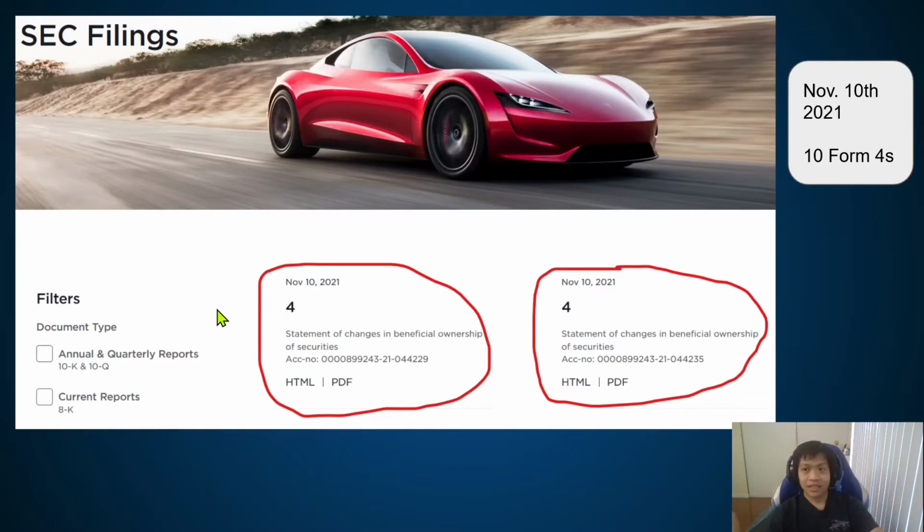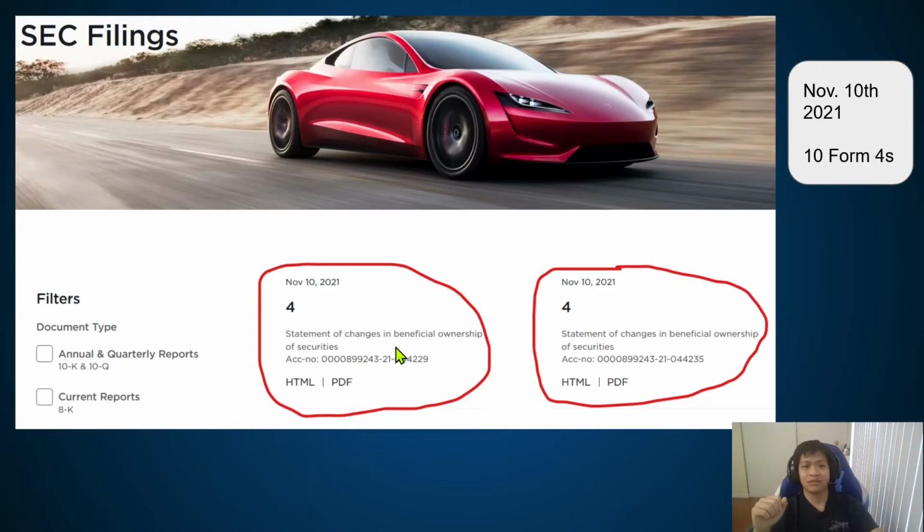So first slide, I'm going to be talking about some SEC filings that the Tesla company filed earlier on November 10th, 2021. If you're interested in looking at the filings yourself, feel free to click the link below. It's called Tesla SEC Filings. The form that I'm going to be looking at is something called the Form 4. So on November 10th, 2021, there were a total of 10 different Form 4s.